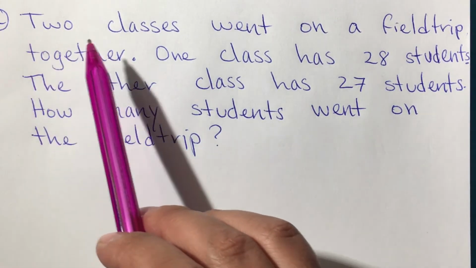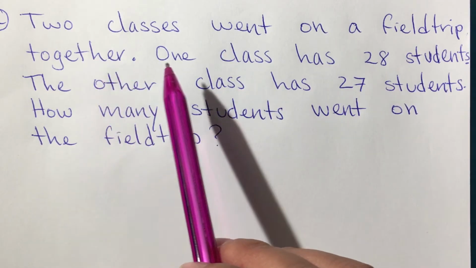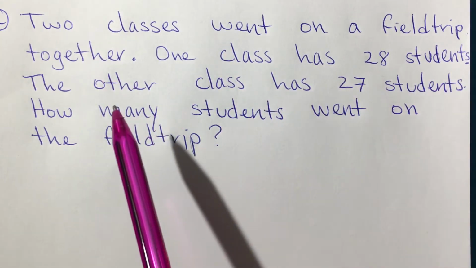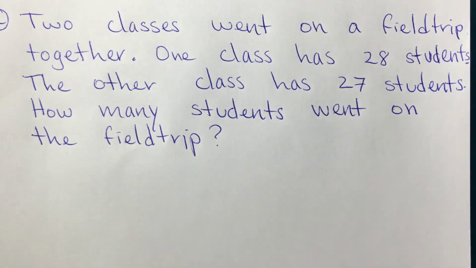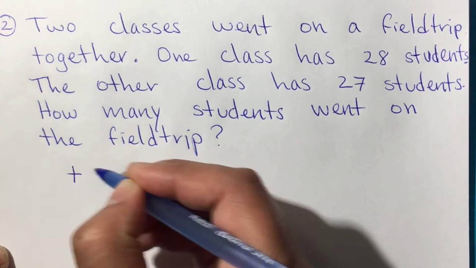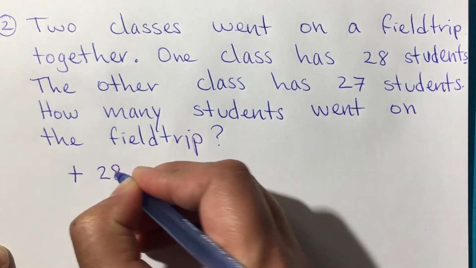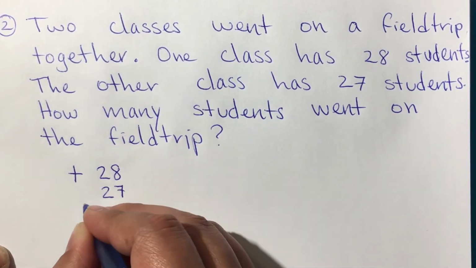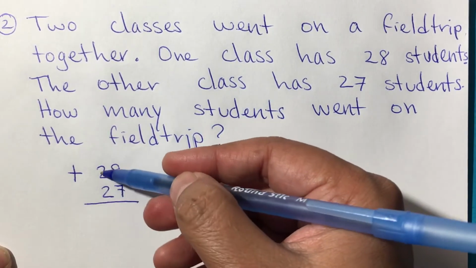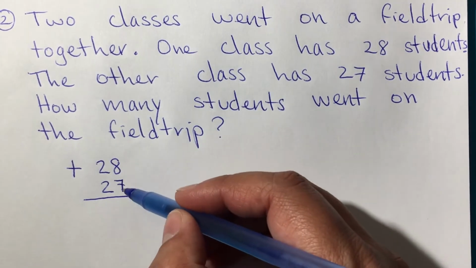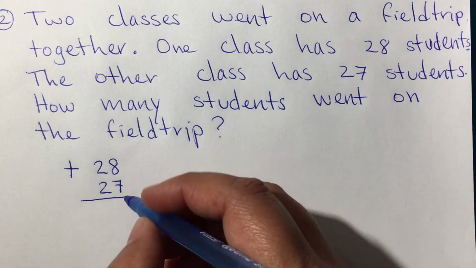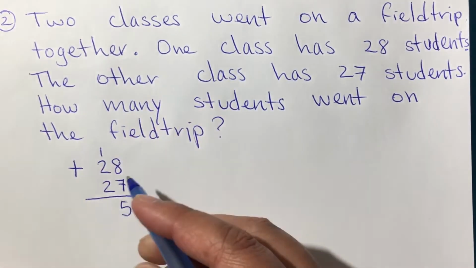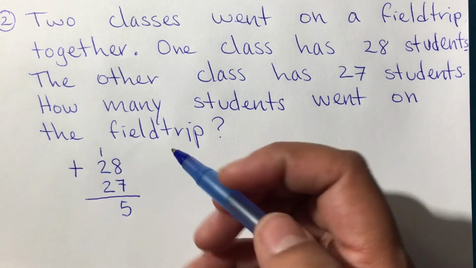Number 2 says 2 classes went on a field trip together. One class has 28 students. The other class has 27 students. How many students went on the field trip? So first thing we need to do is align them. 28 plus 27. Remember, ones with ones and tens with tens. 8 plus 7. Again, some people already know that is 15. Put the 5 and carry 1. And then 2 plus 2 is 4, plus 1 is 5.